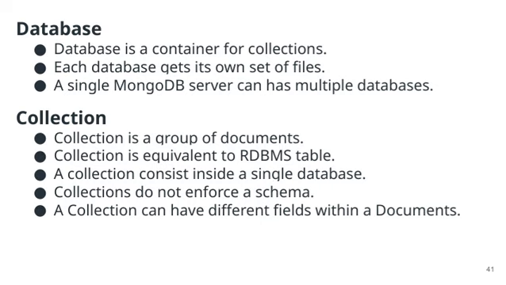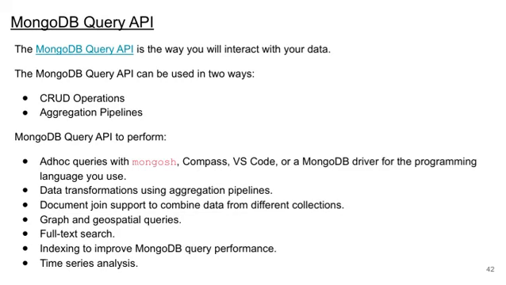So, understanding how databases and collections work together helps us see the full picture of how MongoDB manages and organizes data efficiently. The MongoDB Query API is essentially how you'll interact with your data on a day-to-day basis. It's a versatile tool that can be used in two main ways: through CRUD operations, which let you create, read, update, and delete your data, and through aggregation pipelines, which allow for complex data processing and transformation.